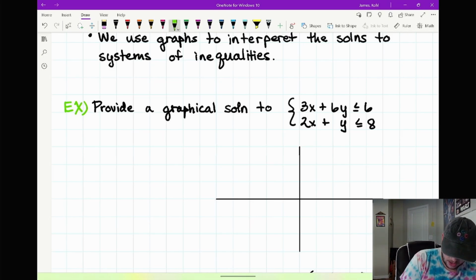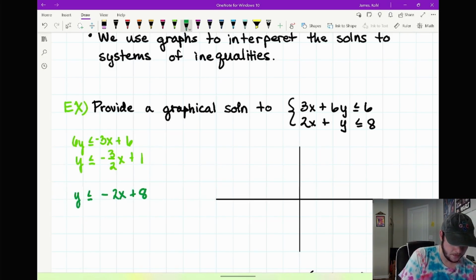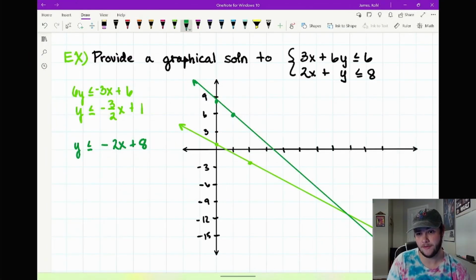So in bright green here, I'll write 6y is less than or equal to negative 3x plus 6. Dividing both sides by 6 gives me y is less than or equal to negative 3 over 2 x plus 1. And then in dark green here, I'll write y is less than or equal to negative 2x plus 8. Go ahead and pause the video here to see if you can plot those on the same axis on your own. Here's the solution that I found.